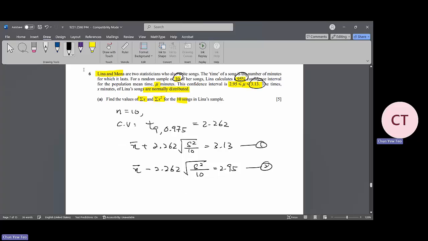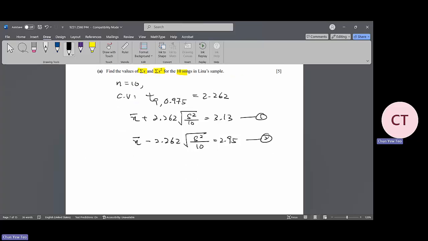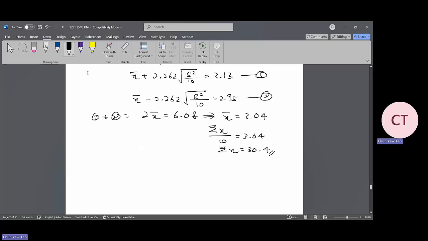From here, we can take equation 1 plus equation 2. You will get 2 x bar equals 6.08. That means your mean will be 3.04. The formula for the mean is x bar equals sum of x divided by 10, so the sum of x will be 30.4. So you have found the sum of x.